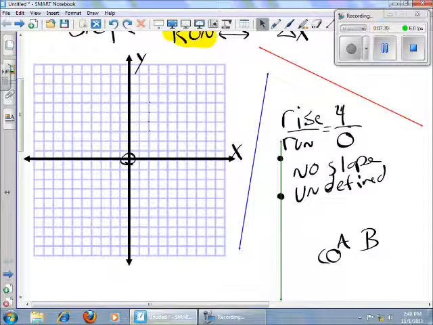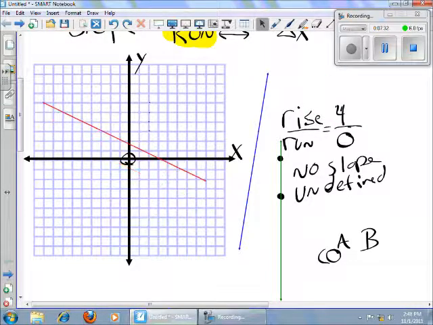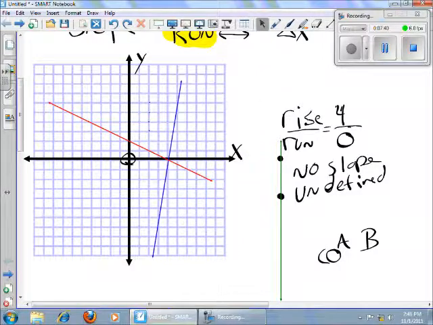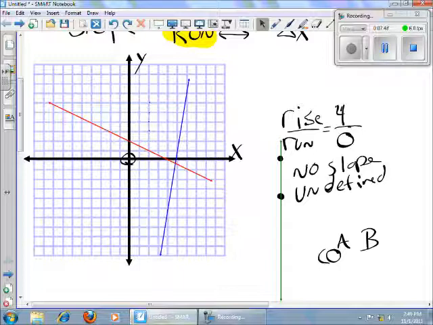All right, do you notice the red line? What kind of slope did it have? It ended up being a negative slope, didn't it? And it's going down to the right. The blue line had a positive slope, and it's going up to the right. Coincidence? I think not. All right, so we're going to move on to the next page, and we'll review how to calculate slope when given 2 points.